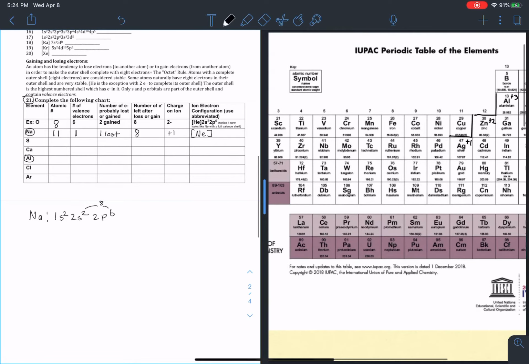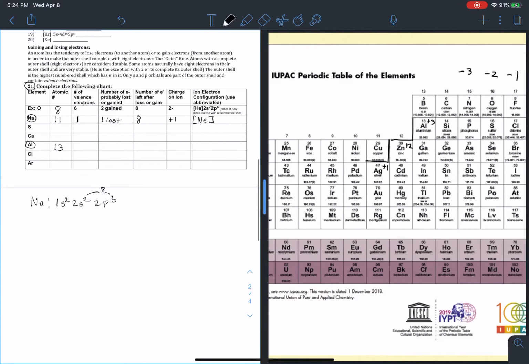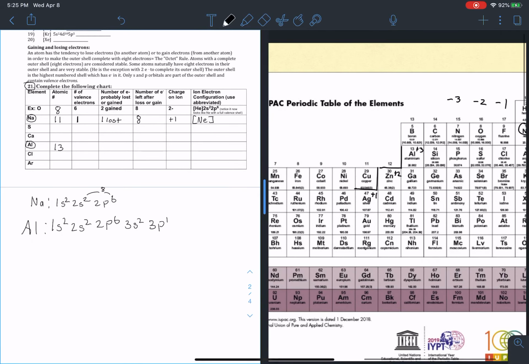So if we go to aluminum on the periodic table, it has an atomic number of 13. So we know that there are 13 electrons in aluminum. Why don't we just write out the basic electron configuration for aluminum, non-ion. So we'll have 1s2, 2s2, that's 4, 2p6 is 10, so we're going to need the 3s2, and then we'll need the 3p1.